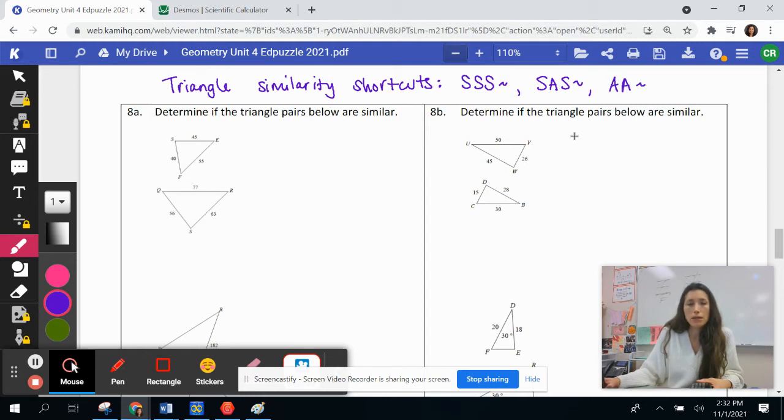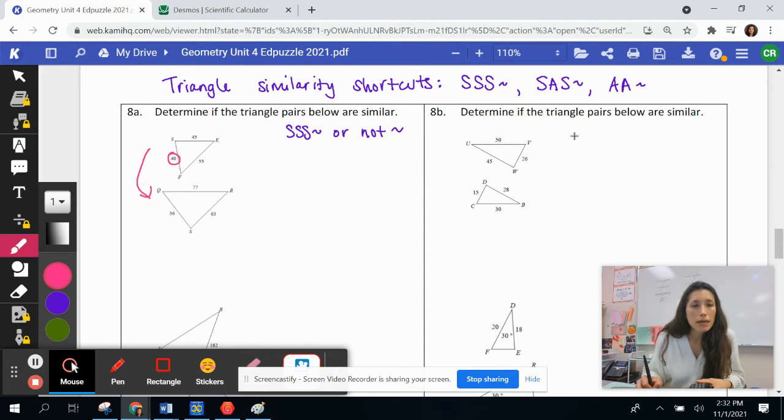Okay. So first diagram here, we've got 3 sets of sides. So this is either going to be side, side, side, similarity, or not similar. So we have to figure that out by dividing the sides by each other. So I'm going to do smallest side to smallest side. So smallest side is 40, and I'm going to do top triangle over bottom. Smallest side is 40 and smallest side is 56. So I'm going to put 40 over 56.